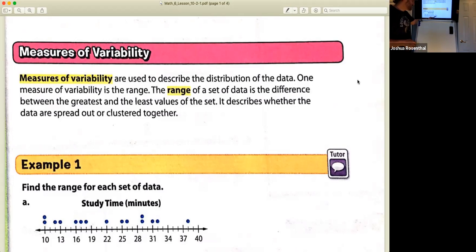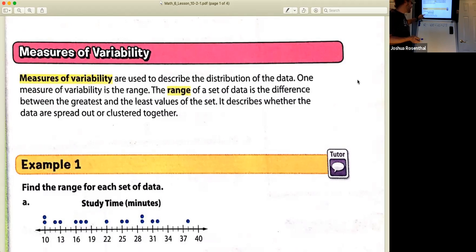The largest value here is 38. It's the dot above 38. So we're finding the range. 38 minus the lowest value, 10, so the range is 28. The data is spread out 28 units apart. So all the data falls within a range of 28. Okay, now let's see. It describes whether the data are spread out or clustered. Okay, that's fine.